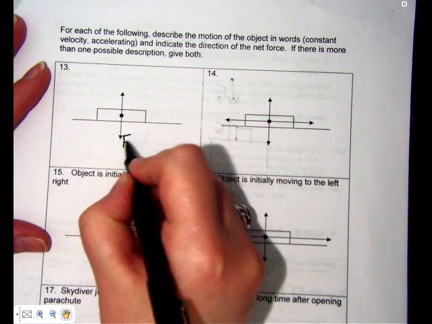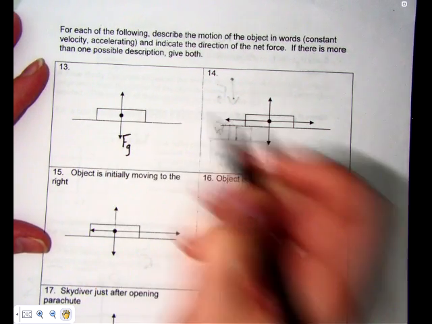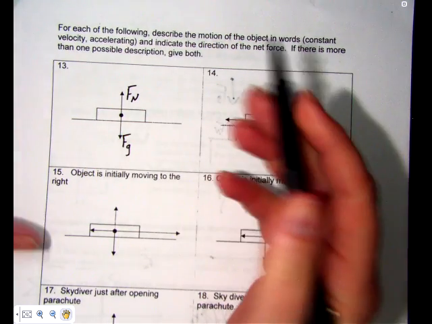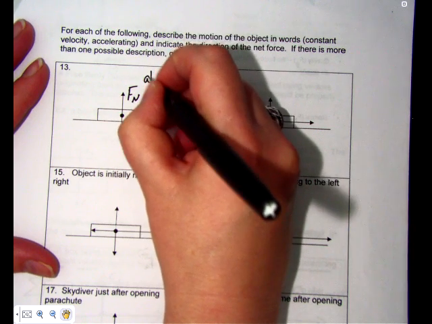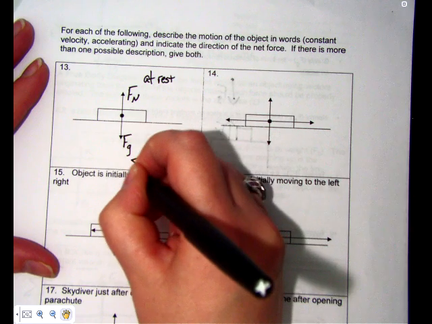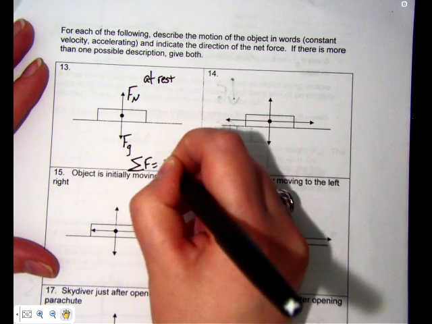Okay? The force of gravity is always pulling it down. The normal force is holding it up, but it seems to be sitting there at rest. So the net force is 0.